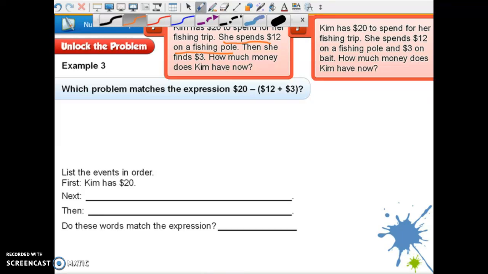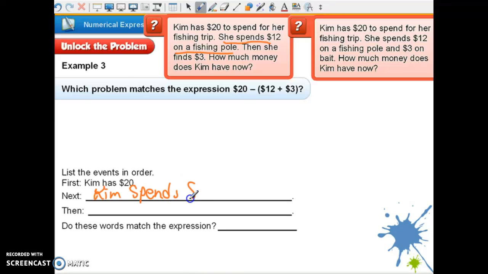Kim has $20 to spend. She spends, so next Kim spends $12. Then Kim spends $3. So going back to this expression, she has her $20, and then we're going to combine this to be $15 so that she has $5 left.